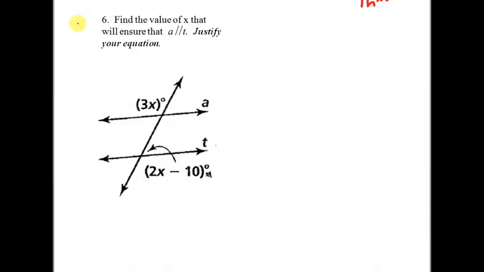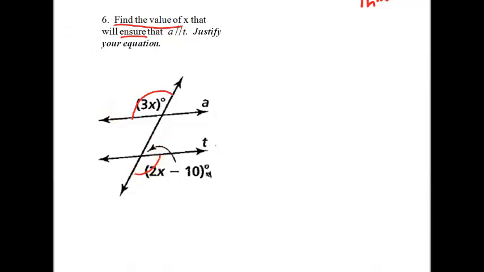Now in this last example, number 6, we're going to find the value of x. So we're going to do some algebra. That's our question, to find the value of x that will guarantee that A is parallel to B and justify the equation we use. Looking at our picture, A is parallel to B is going to happen with what relationship for these angles that are indicated in the diagram?